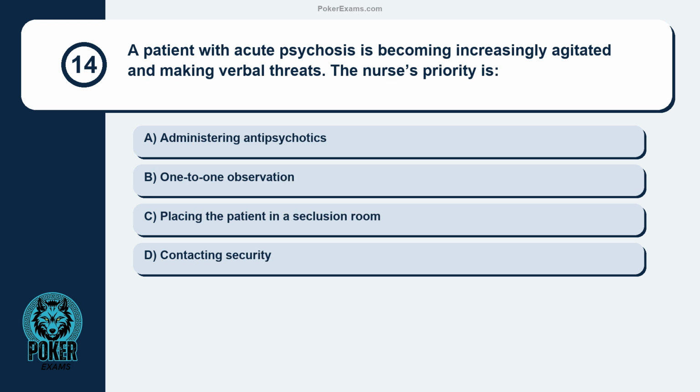Question 14. A patient with acute psychosis is becoming increasingly agitated and making verbal threats. The nurse's priority is administering antipsychotics, 1-to-1 observation, placing the patient in a seclusion room, contacting security.